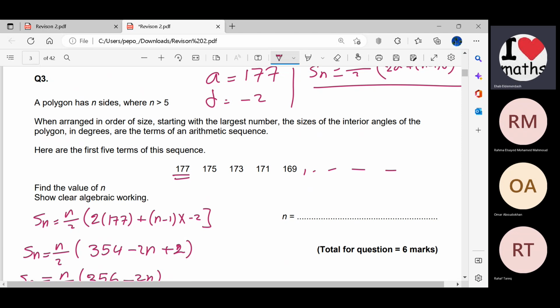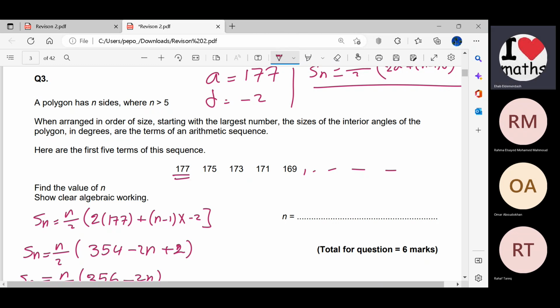Who can tell me what is the sum of n terms of a polygon? Who knows? What is the sum of n terms in a polygon? n minus 2 times 180, right? Let's focus together again. I get the sum of the nth term. I have it as a sequence. I know the formula and this is the maximum that I can do.